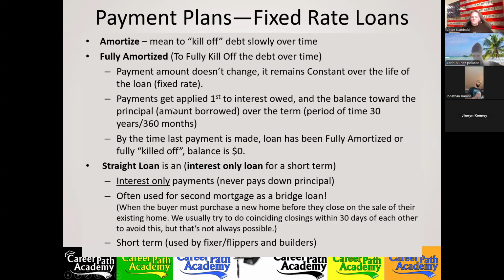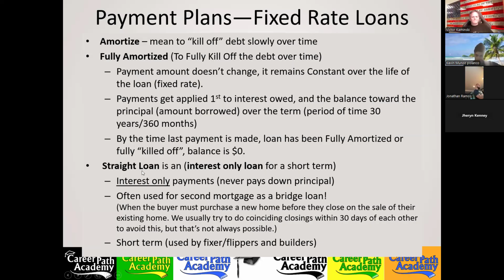The only thing that changes is how those payments get applied. Payments get applied first to interest owed and then the balance towards the principal. What is the principal? That's the amount you borrowed. So over the term, whether it's a 10, 15, 20, 25, 30-year loan, or a 40-year loan. We actually do have 40-year loans. They're just not that popular. So it's not too crazy the fact that President Trump is now trying to introduce a 50-year loan.